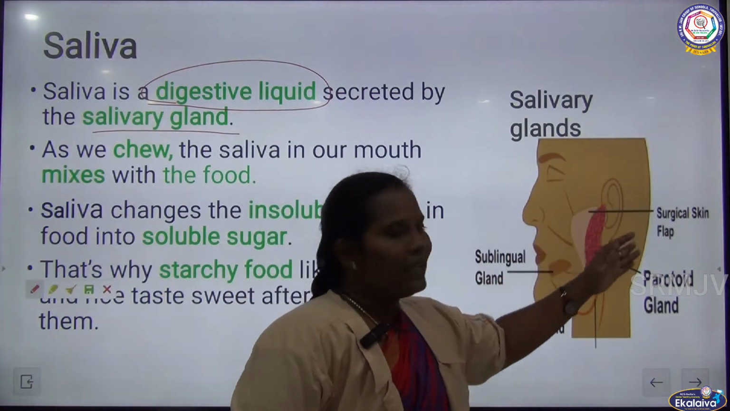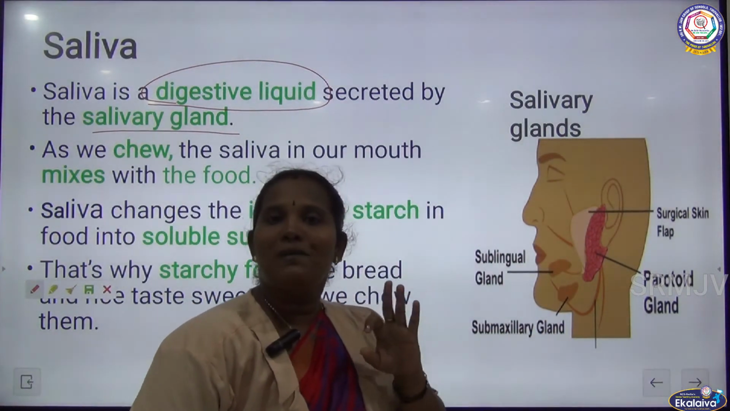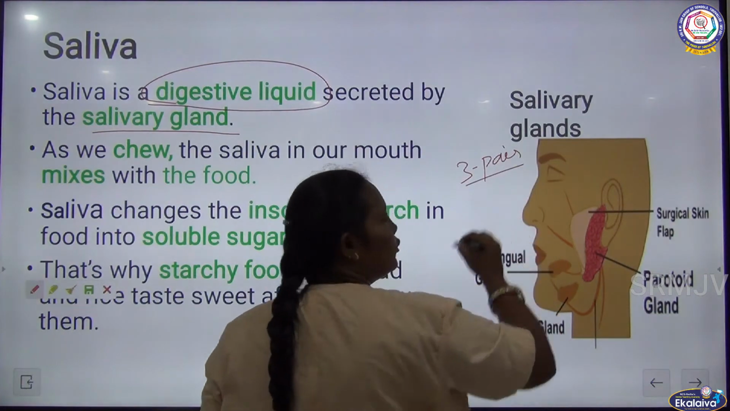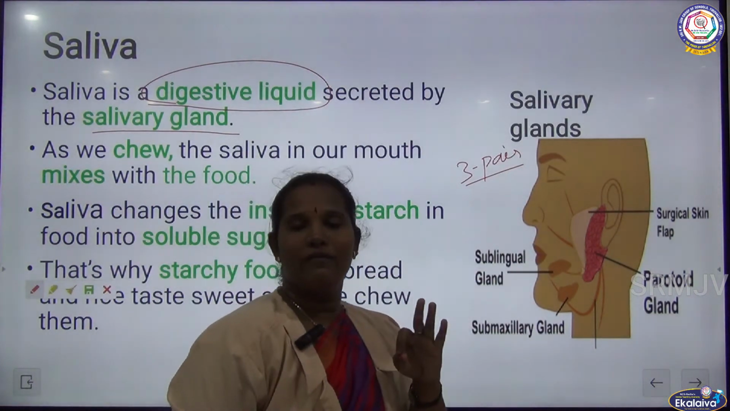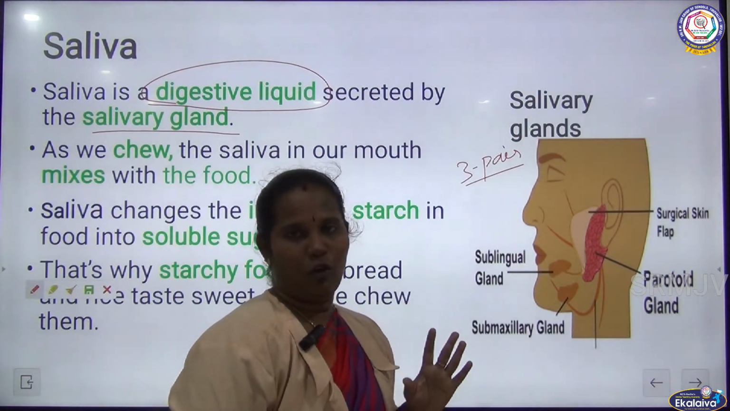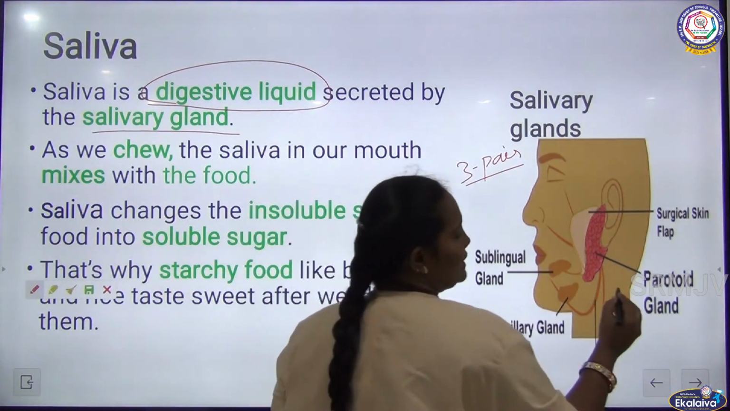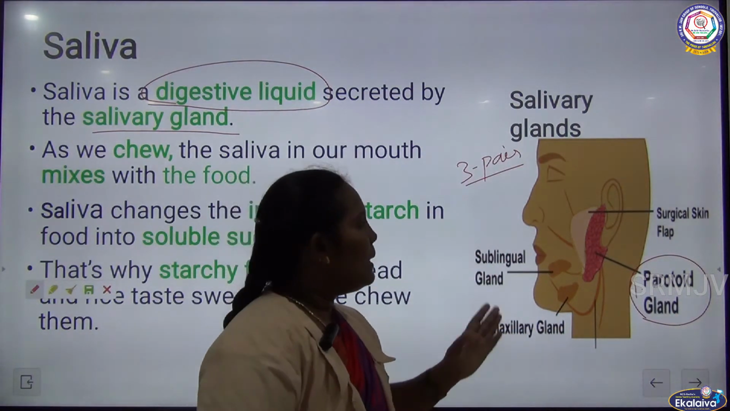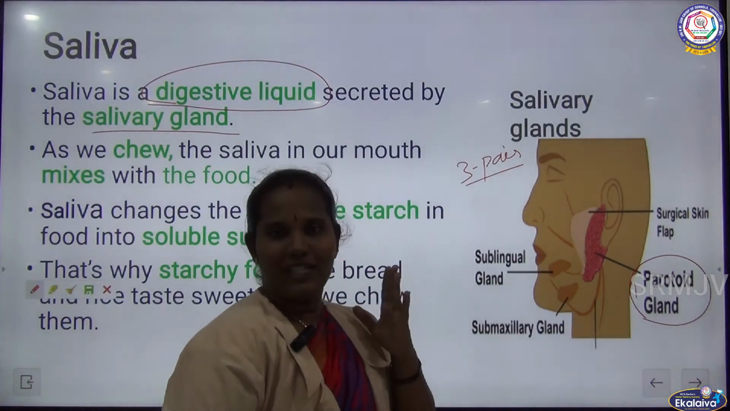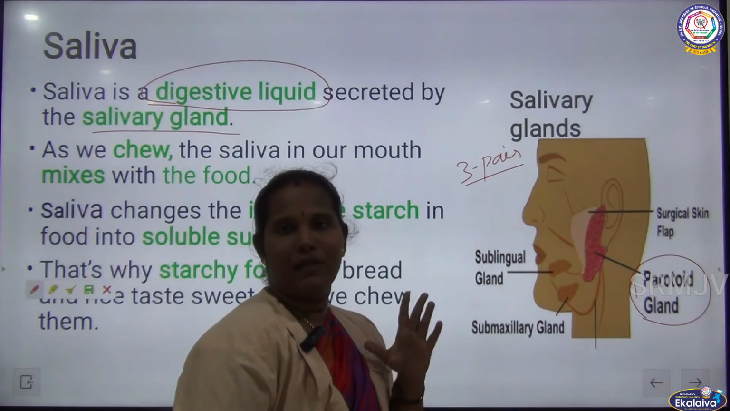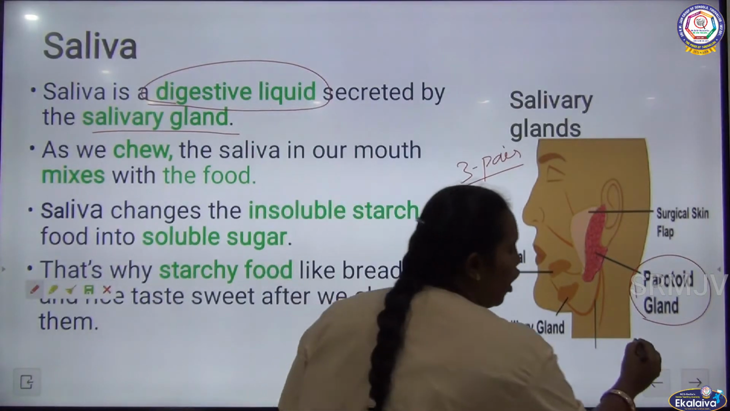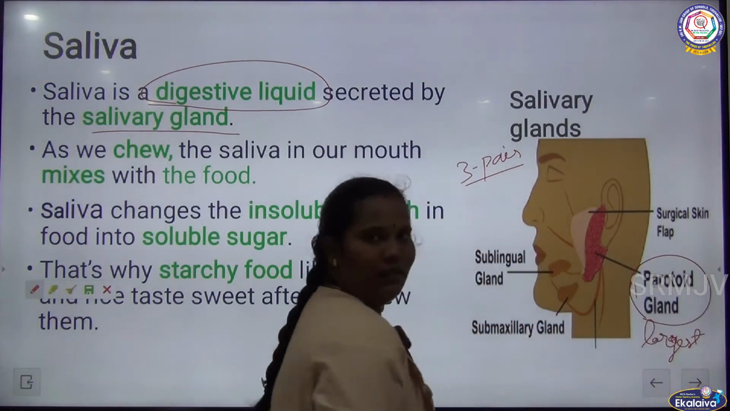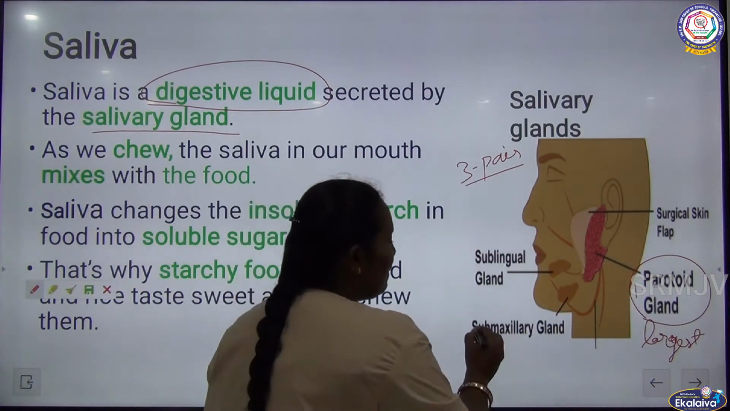We know that we have 3 pairs of salivary glands present in our mouth. How many? 3 pairs. Pair means 2. So 3 pairs of salivary glands are present in our mouth. We have to see them one by one. First one is the parotid gland. The parotid gland is present on each side of the cheek. It is the largest salivary gland in our body. Then the next one is the submaxillary gland.